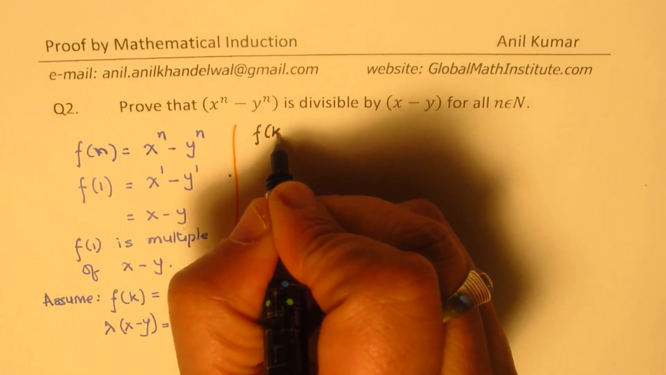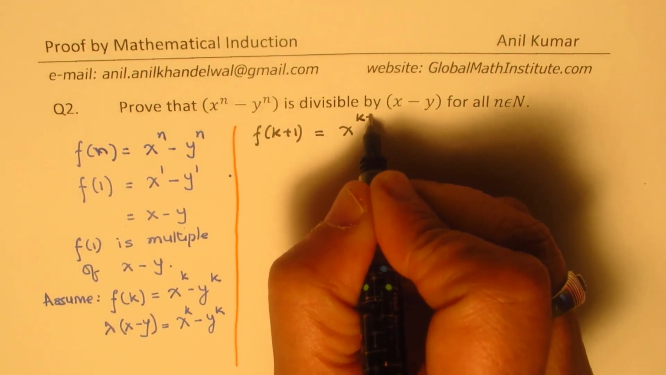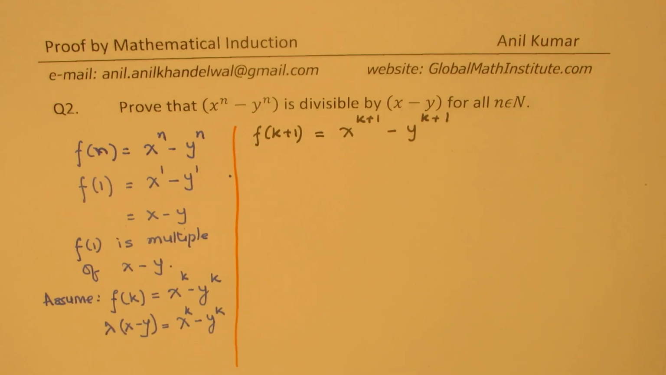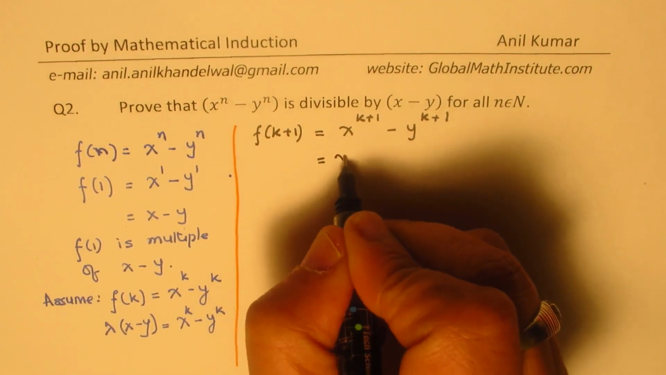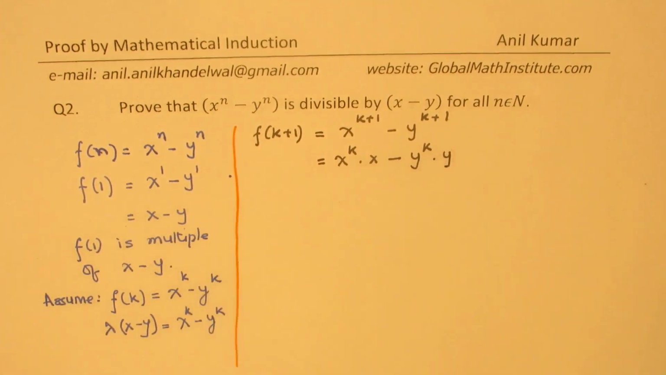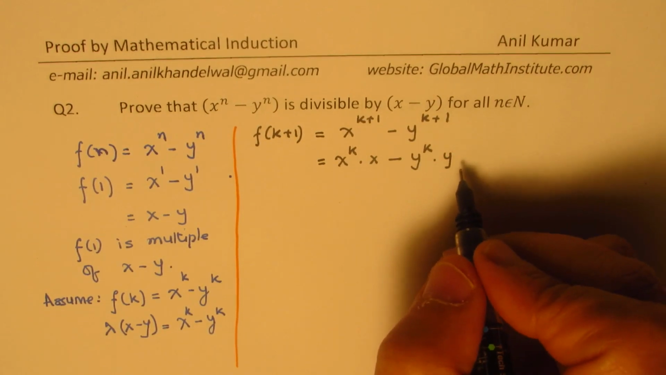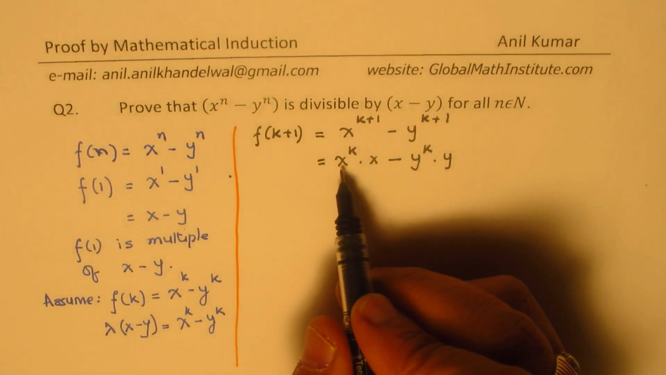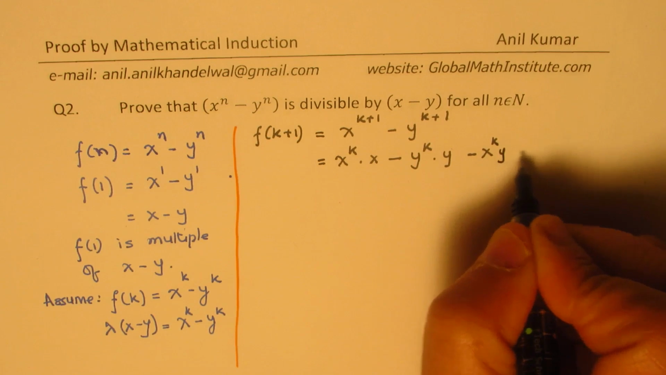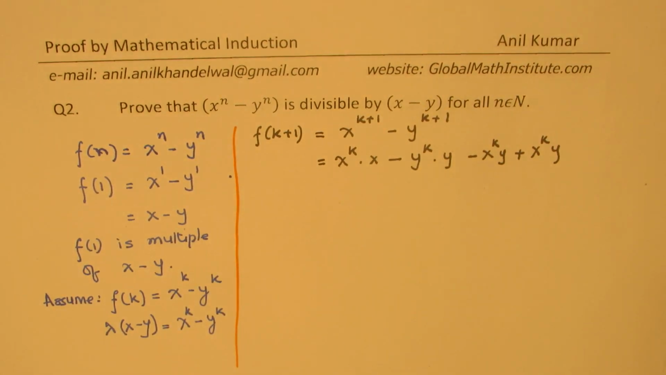So let's find what is f(k+1). So f(k+1) will be x to the power of k+1 minus y to the power of k+1. Now that can be written as x to the power of k times x minus y to the power of k times y. Now to prove this, we are adopting a different strategy this time. We are adding and subtracting a term which will involve x to the power of k and y. So we'll subtract x to the power of k times y, and we'll also add x to the power of k times y. So that makes really no difference.